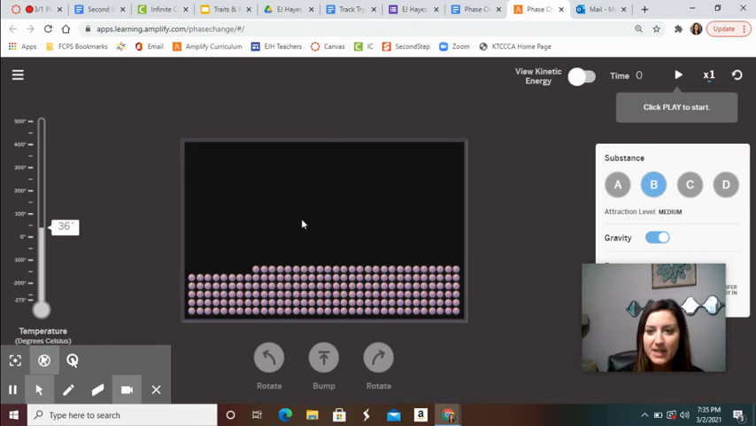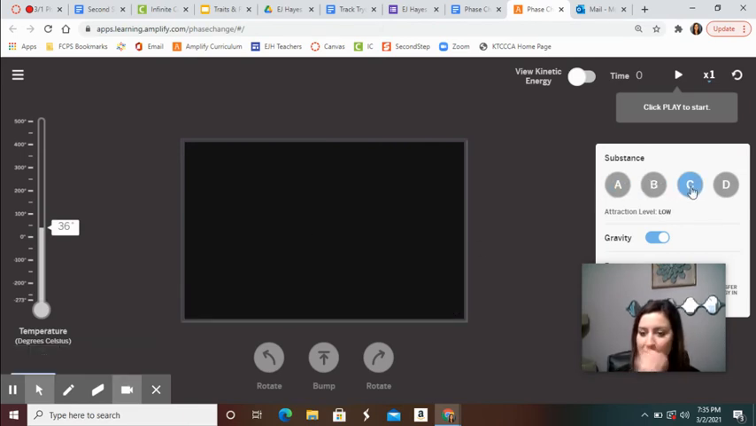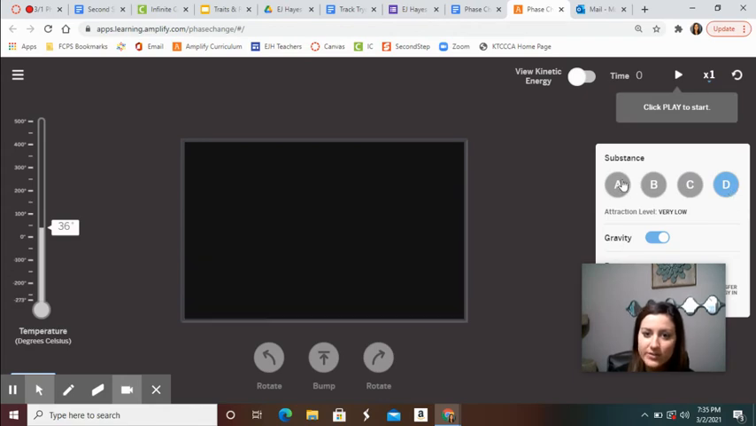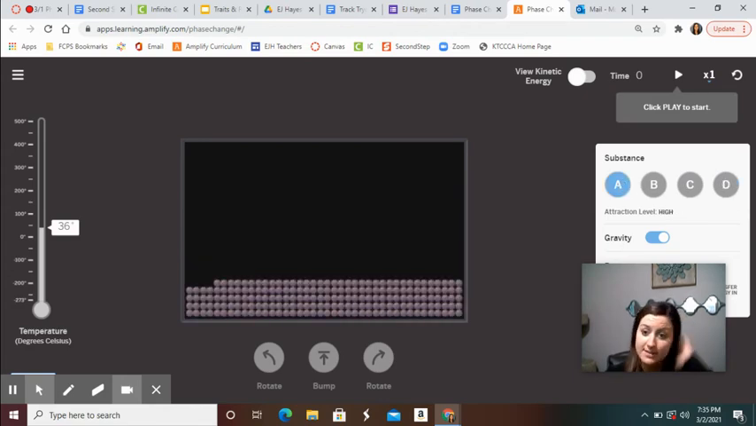All right, here's the simulation, and you can see that there's different substances, and it doesn't tell you what state they're in, but you can have an idea. We talked about how the molecules are structured in different states, and you can see that all four of these substances are starting in the same state. And so this is solid. In a solid, all those molecules are structured, they're stacked on top of each other, they're close, they're not moving.